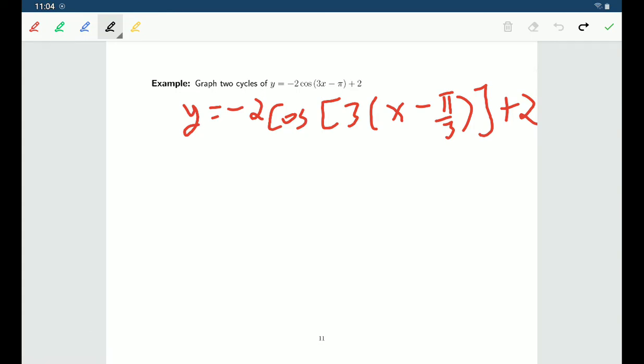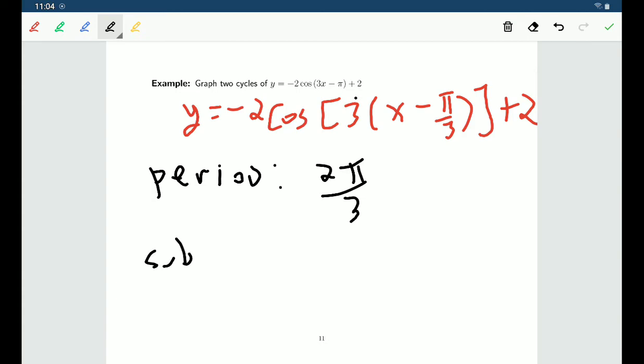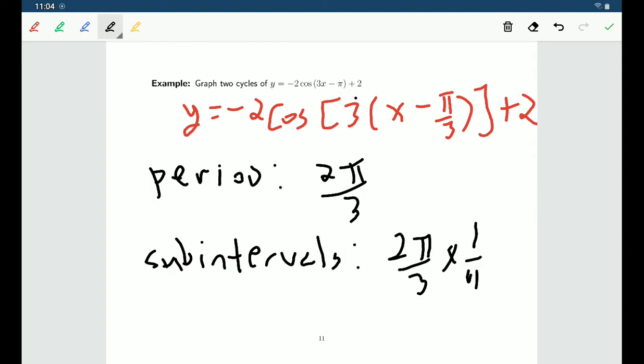So, usual business here, talking about our period. For this graph it would be 2 pi divided by 3. I was lucky again because, of course, the number b was already positive, so I didn't have to deal with the symmetry property of cosine to make that simplified. So period is 2 pi over 3, and for our subintervals, the length would be 2 pi over 3 times a quarter, which simplifies to give you pi over 6.